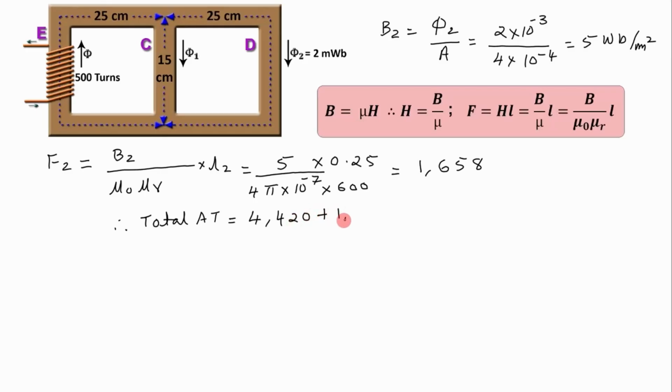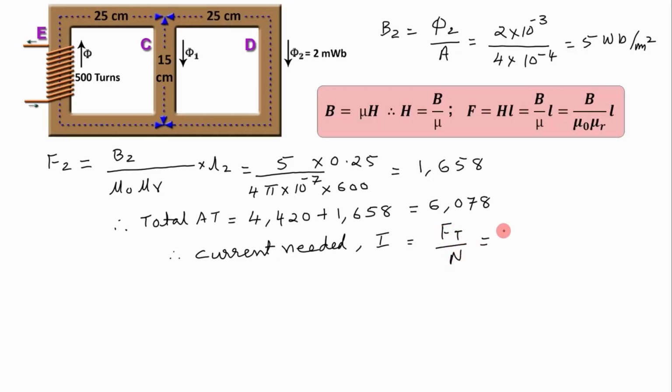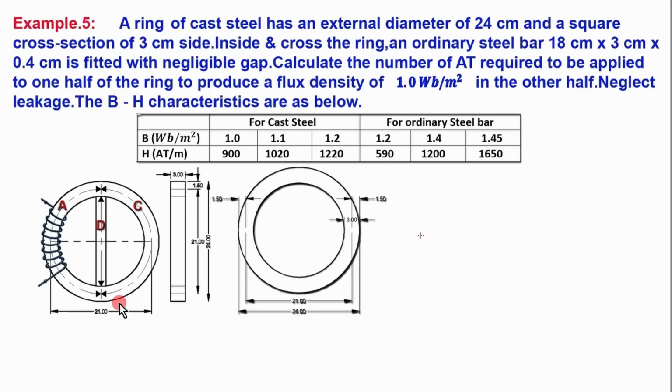Therefore, total ampere turns is equal to 4420 plus 1658. This is equal to 6078. Therefore, current needed I is equal to total F divided by N, which is 6078 divided by 500, which is equal to 12.16 ampere.